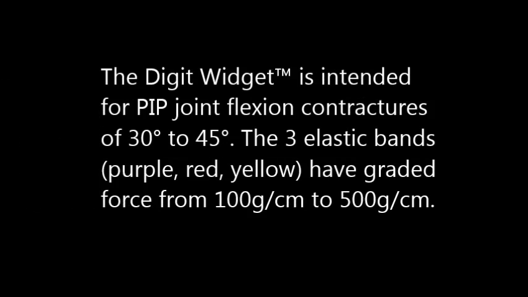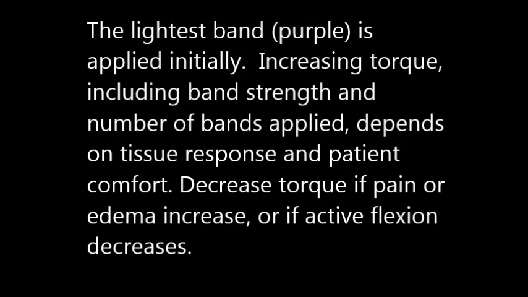The digit widget is intended for PIP joint flexion contractures of 30 to 45 degrees. The three elastic bands, purple, red, or yellow, have graded force from 100 grams per centimeter to 500 grams per centimeter. The lightest band, purple, is applied initially.